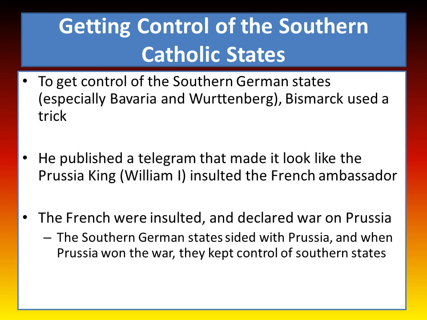In order to get control of those southern Catholic states of Bavaria and Württemberg and consolidate Prussian power, Bismarck used a trick. He published a telegram that made it look like the Prussian king, William I, insulted the French ambassador. And because the French were insulted, they declared war on Prussia, and the southern German states were forced to choose whether they're going to fight with Prussia or with France. Well, they decided to fight with Prussia, and when Prussia won the war against France, they kept control of the southern states.